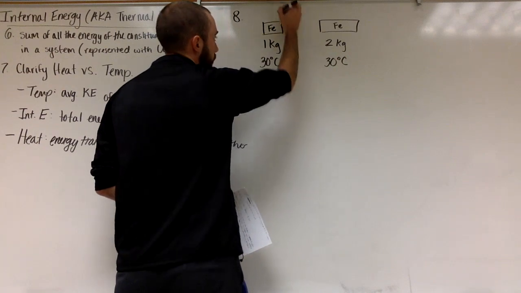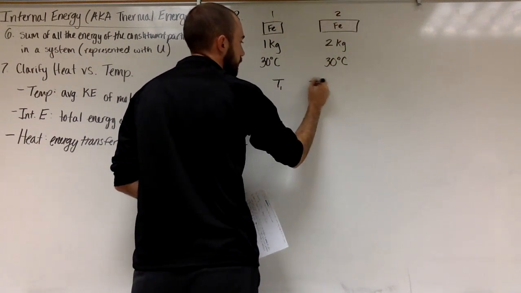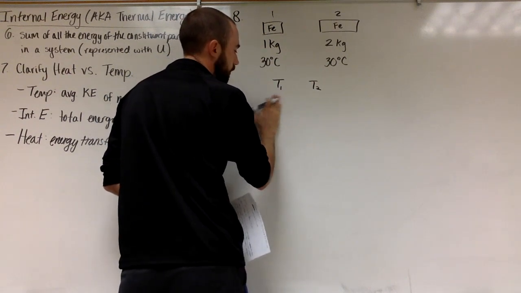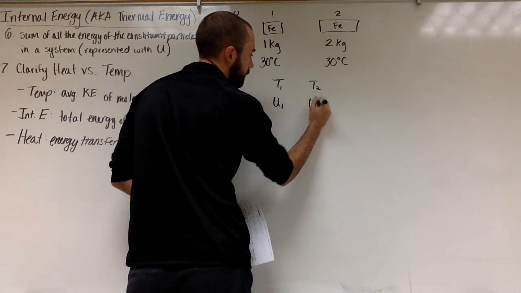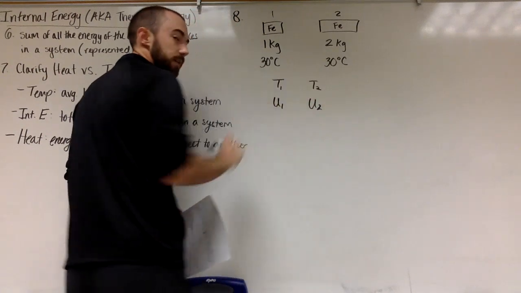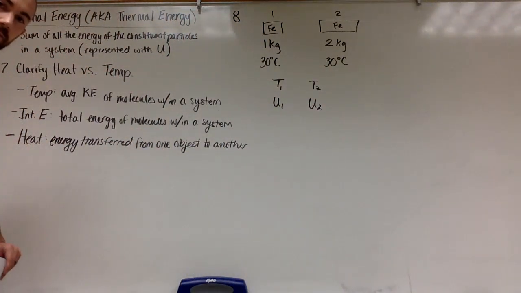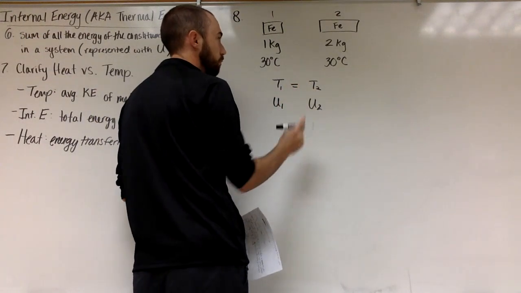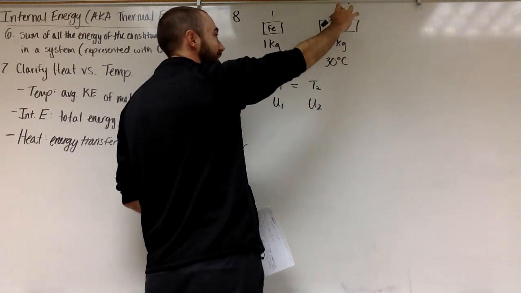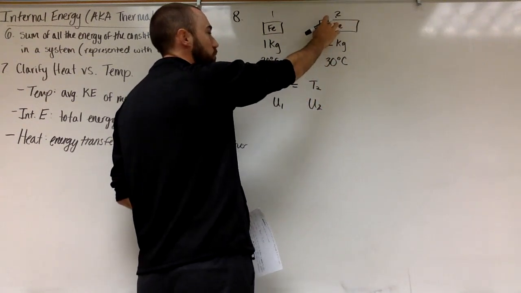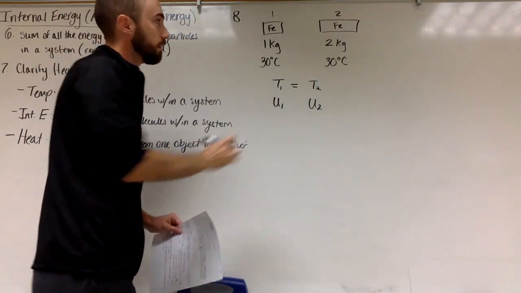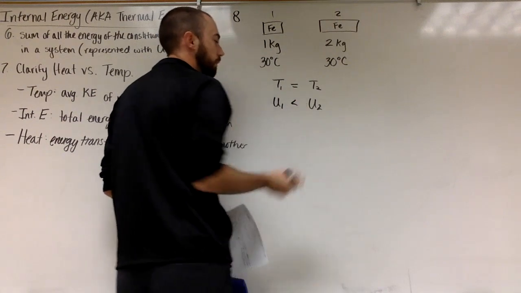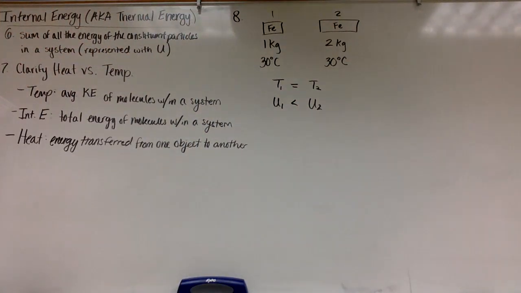I want you to tell me, if we call this system 1, system 2, how does T1 compare to T2? And how does U1 compare to U2? So greater than, less than, take a second, think about it. Look at that, they have the exact same temperature. Incredible. But because there's more object here, there's more total energy. The particles are all moving on average at about the same speed from this side to this side, but this one has twice as many particles, so there's way more heat trapped in that one.